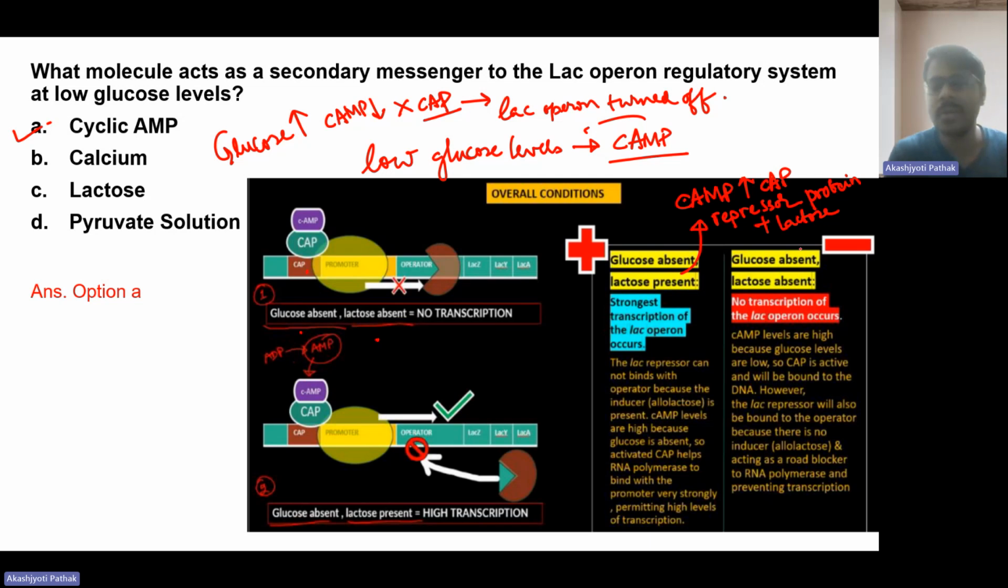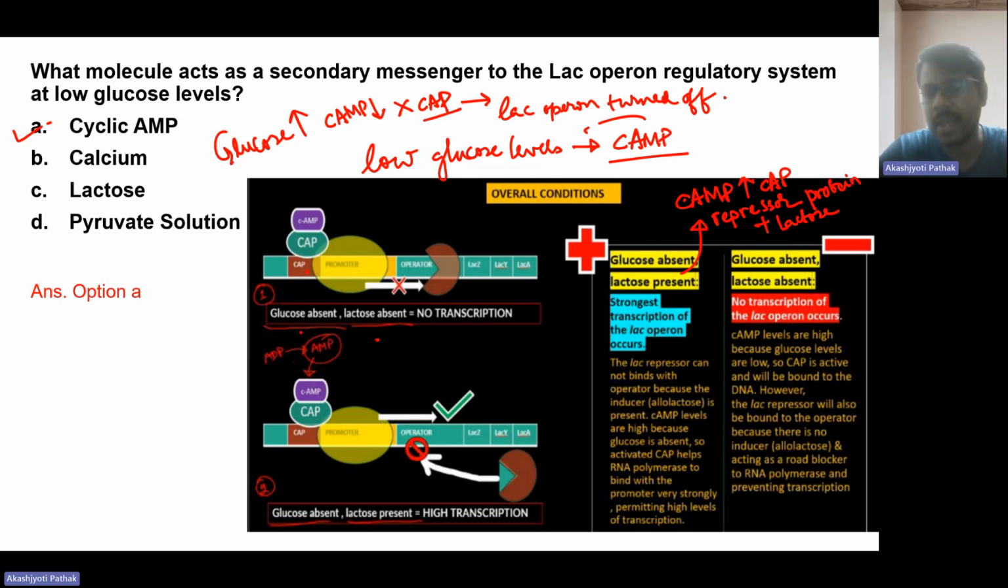But what will happen when glucose is absent and lactose is also absent? So glucose and lactose both are absent. There will be no transcription of the lac operon. Right? If my lactose is absent and glucose is also absent, there will be no transcription. So when glucose is absent, the cyclic AMP levels will be high.